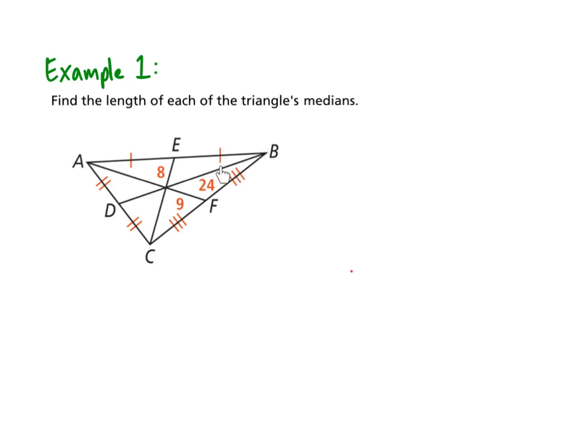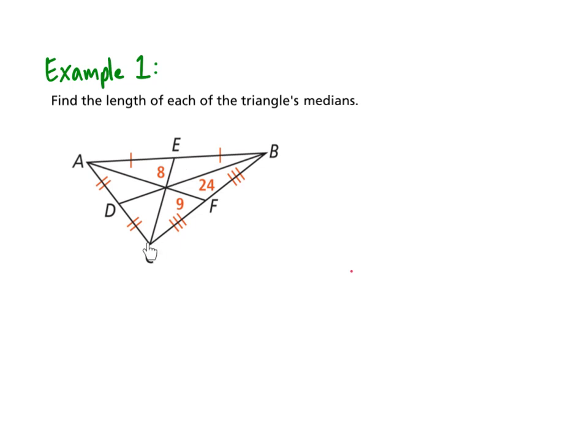So for example, segment BD here is a median because it has one endpoint at the vertex B, and then it has the other endpoint at D, and I can tell that D is the midpoint of segment AC because it's telling me that segment AD and segment DC are congruent, so that makes D the midpoint. So that's what a median is. So it looks like BD is one of the medians. I'm going to have to find the length of that.